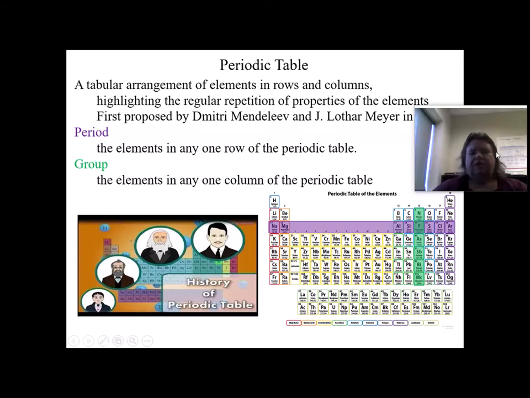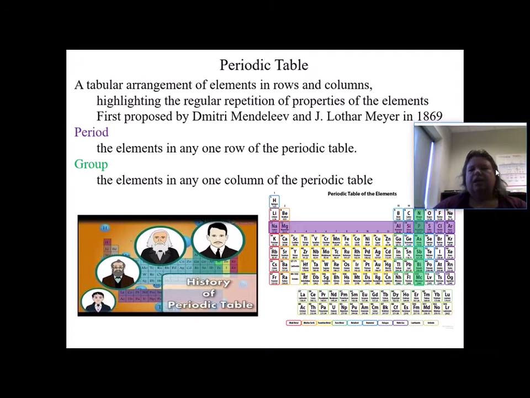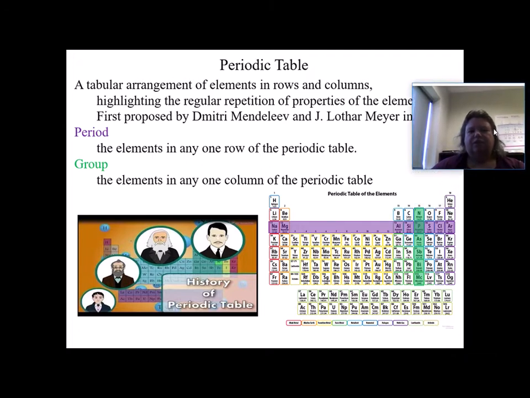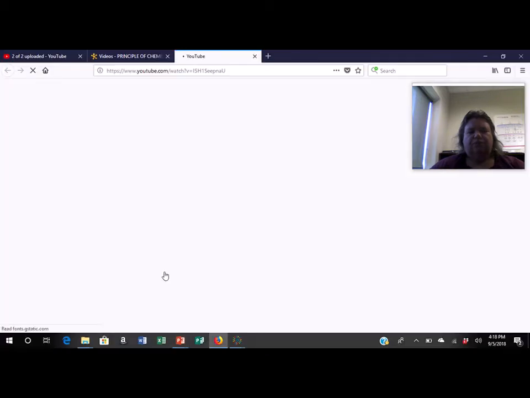Okay, this is section 2.5 about the periodic table. The periodic table is a tabular arrangement of elements in rows and columns, highlighting a regular repetition of properties of elements, first proposed by both Mendeleev and Meyer in 1869. Okay, here's a video that shows the history of that.